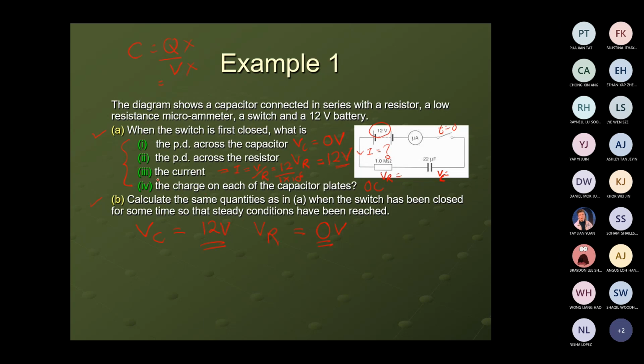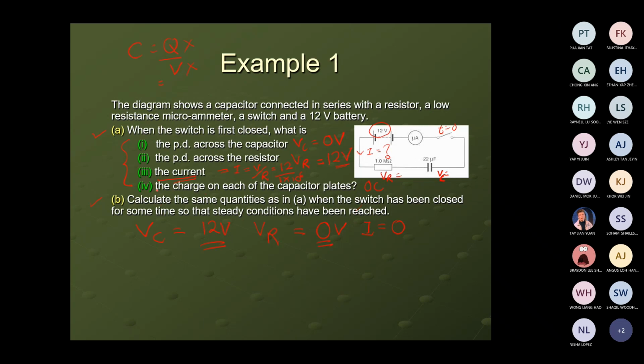Third, what happened to the current? What is the current flow after the capacitor is completely charged? Of course, current turned to 0. No current flows after the capacitor is completely charged because the total EMF of the circuit becomes 0.